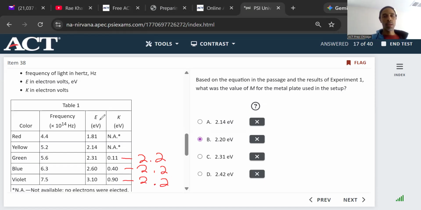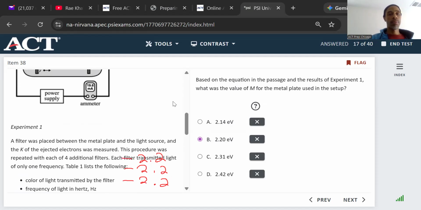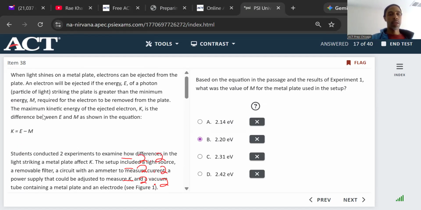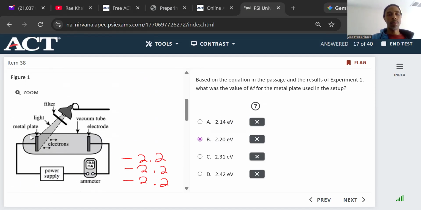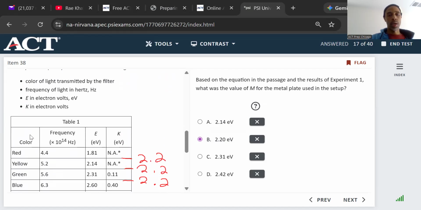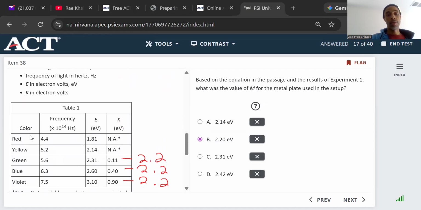so as long as E is bigger than M, right? And you see all of these E's are bigger than M, 2.3 is bigger than M 2.2, E 2.6, and you subtract it to get K, right? Because they said, if you look at the equation above, it says K is equal to E minus M. Where, and then I had to read what K was.